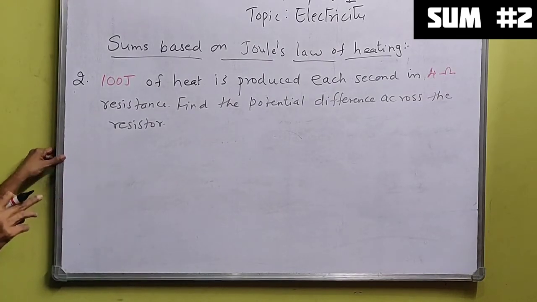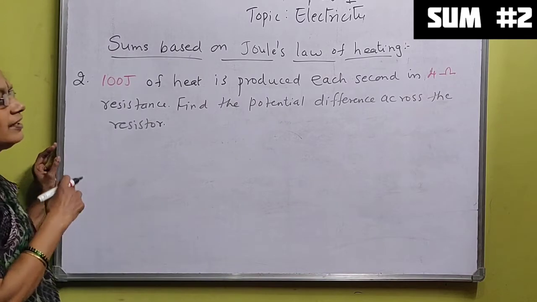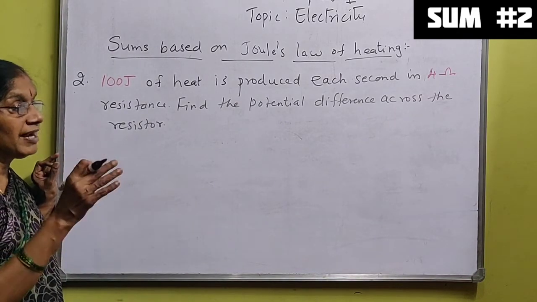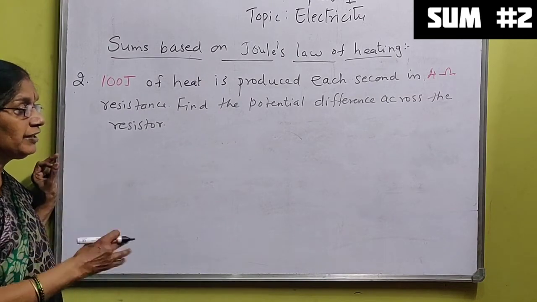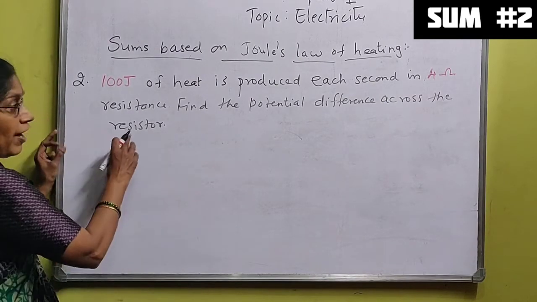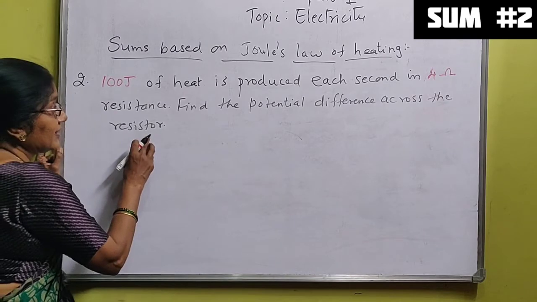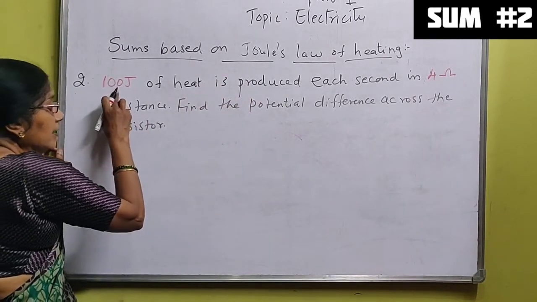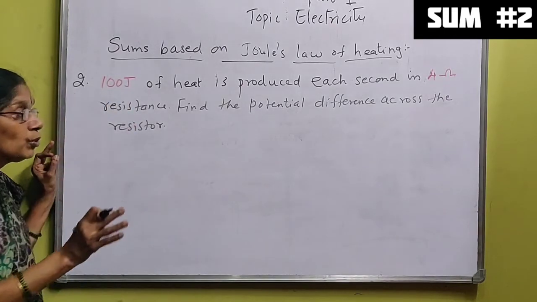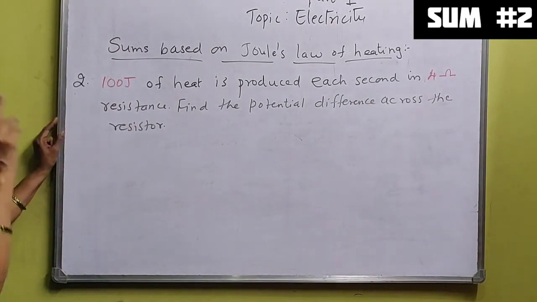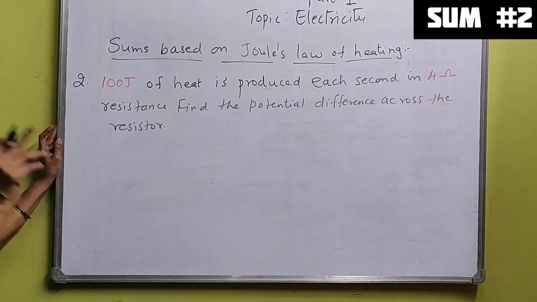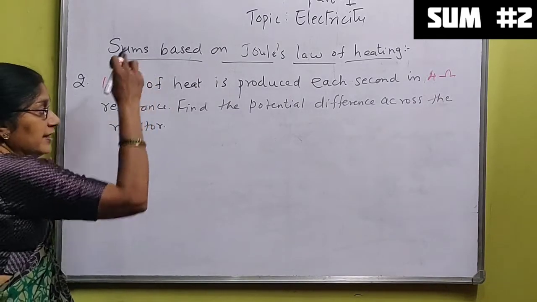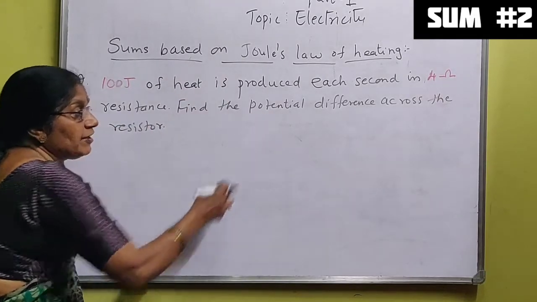We know that using Ohm's law, R is equal to V by I, so V is equal to I into R. So to find out potential difference, we need current. Resistance is given, and the heat of 100 joules is given, but we don't know the current. So with the help of the Joule's law of heating equation, first we will find out the current, then we will find out the potential difference using Ohm's law.